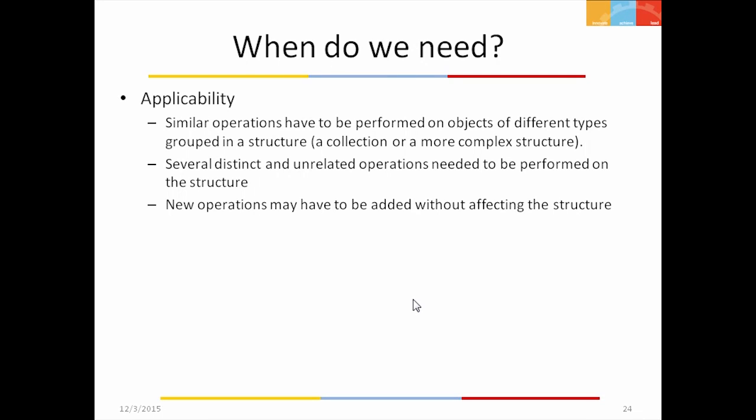Here, similar types of operations need to be performed on objects of different types. These objects of different types are actually grouped in a structure, basically a collection or a more complex structure on which similar operations need to be performed, or maybe several distinct or unrelated operations need to be performed on the structure. It may be necessary to add new operations later on, and that should not really impact the structure again.